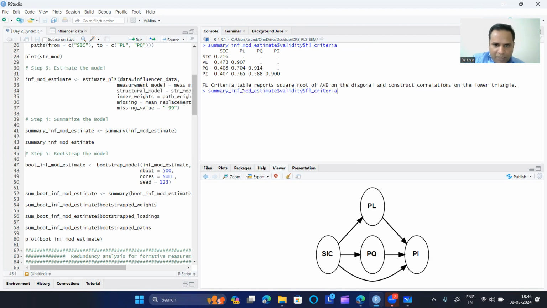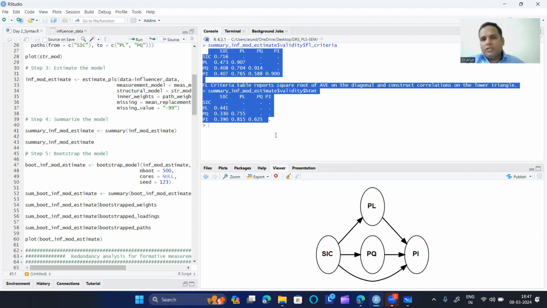Now simply press the upper arrow key. Just remove this FL criteria, put dollars and check for HTMT. Yes. And again, you see HTMT, none of the constructs' ratio of correlation values are above 0.85. So none of the values are above 0.85. It means my constructs are discriminant. So now you can go and report all these things.